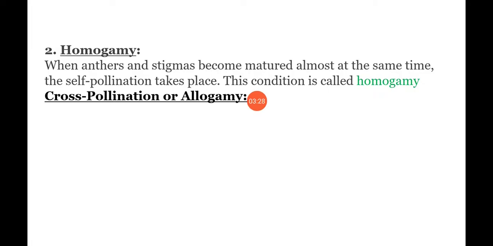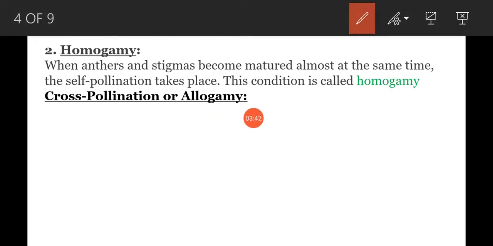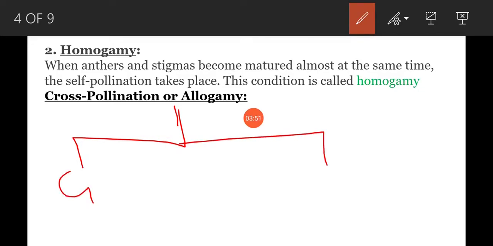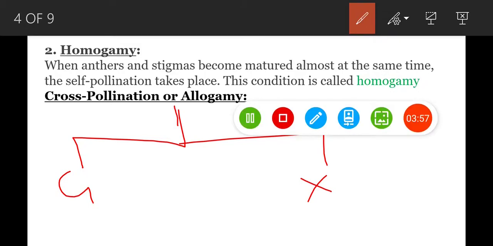Next one, second type of pollination, that is cross pollination. Cross pollination is also known as allogamy. This cross pollination is divided into mainly two types. They are geitonogamy and xenogamy. First one is geitonogamy.